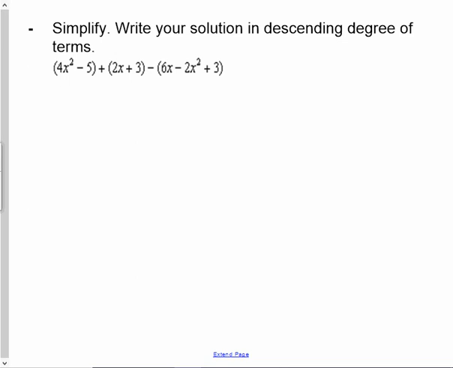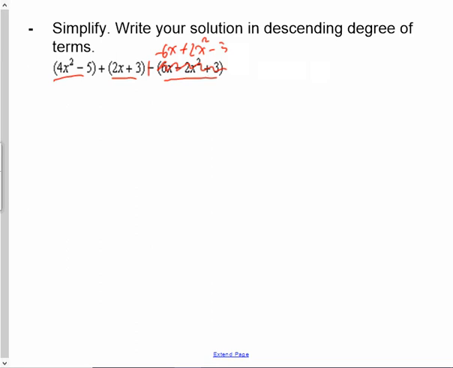The next question says simplify, write your solution in descending degree of terms. So here we have a binomial plus a binomial, take away a trinomial. And again, when you have a takeaway, change it to the inverse of all of the terms in the brackets. And now that you have that, you can gather all your like terms.